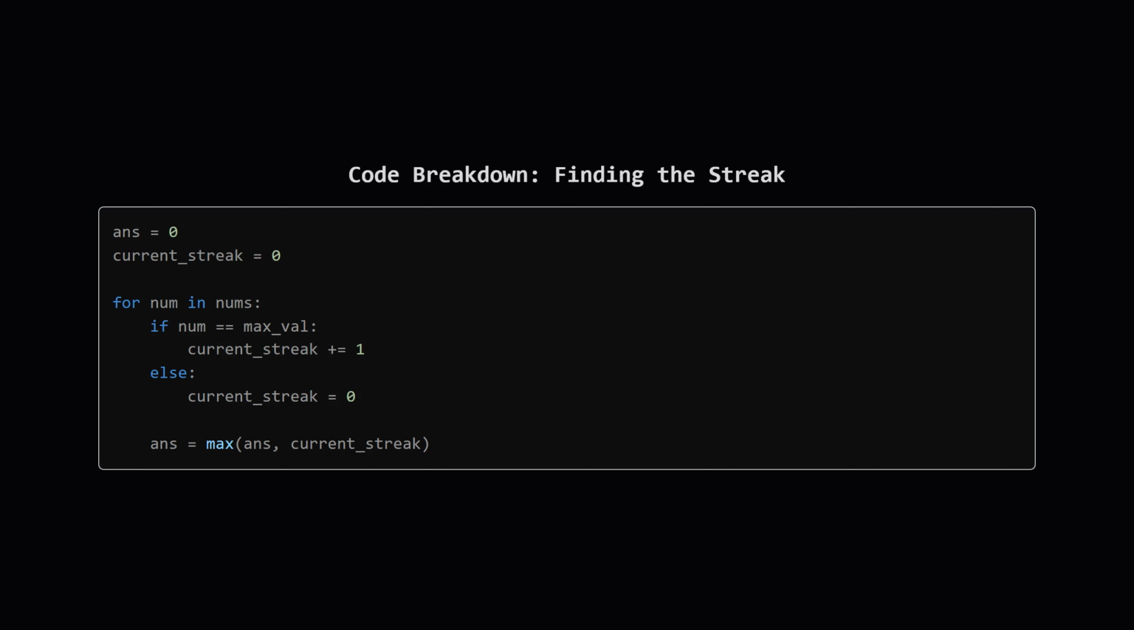Then we loop. For each number, we check if it's our max value. If it is, we increment the current streak. If it's not, the streak is broken, and we have to reset the current streak back to 0. After every single number, we update our answer to be the larger of whatever it was before, and our current streak. This ensures we never lose track of the longest run.